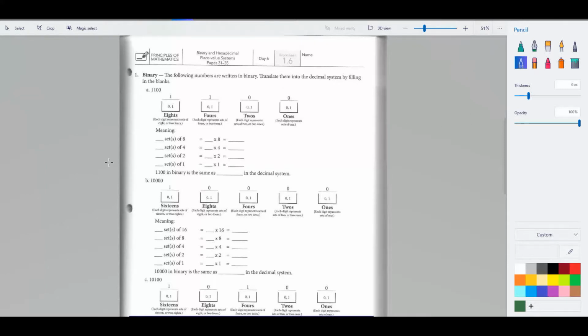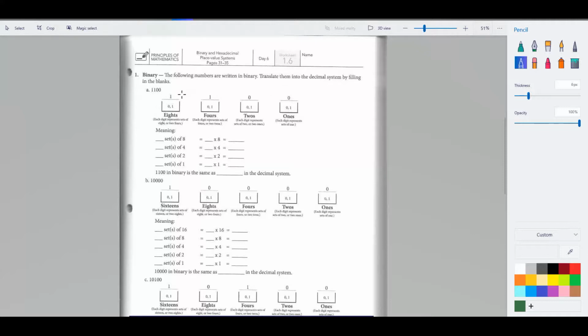So I wanted to kind of help you with this a little bit. So on number 1, where it says binary, remember these are the 2's. The following numbers are written in binary. Translate them into the decimal system. Remember, decimal system means our number system, by filling in the blanks. Okay, so 1100. We're doing binary, remember, so this would be 2 to the 0, 2 to the first, 2 to the second, and 2 to the third. And 1s, 2s, 4s, and 8s is what that equals. All right, so on this, then we're going to put our numbers at the top.